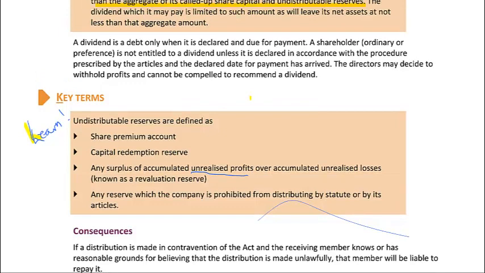Just a point here which might come up, particularly when we look at insolvency. A dividend is only a debt once it's been declared. So even if you are a preference shareholder and you have a right to a cumulative preference dividend, you're not actually entitled to that until it's been declared. Okay?